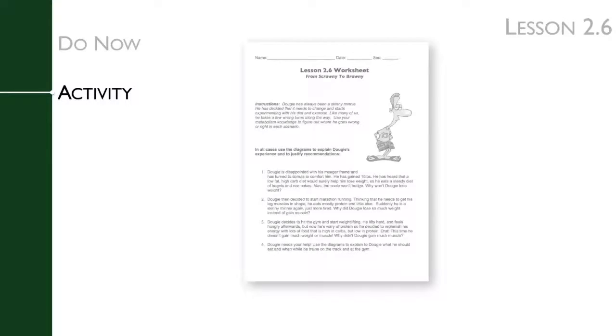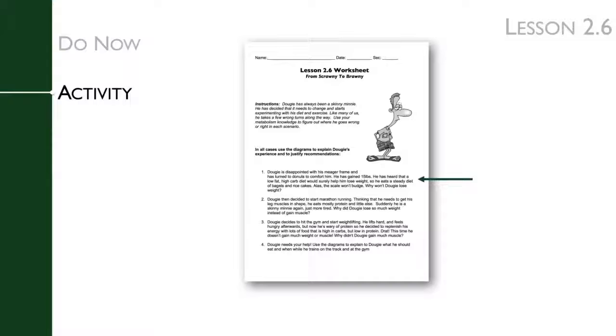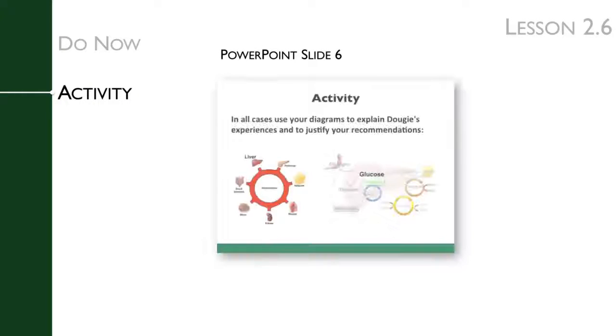In the first scenario, Dougie wants to burn fat, so he eats a low-fat, high-carbohydrate diet. In the second scenario, Dougie starts running long distances and ups his protein intake. In the third scenario, Dougie starts weightlifting and eats a high-carb, low-protein diet. After working through each scenario, students should give Dougie advice on exercise and diets that will help him gain muscle. Students can work alone or in groups, whatever you think is best for your class.